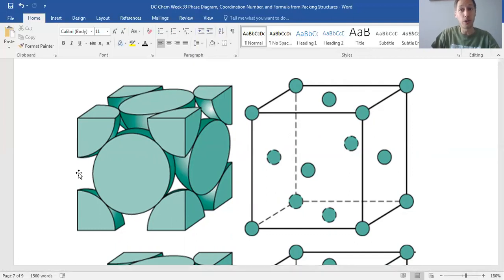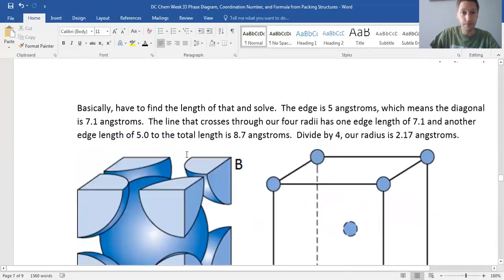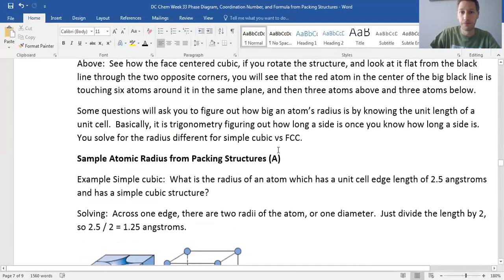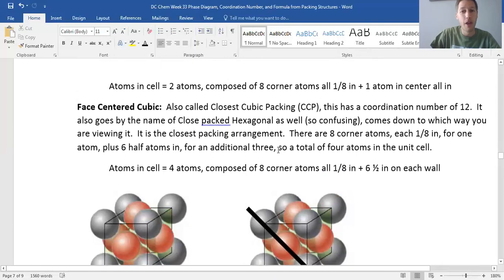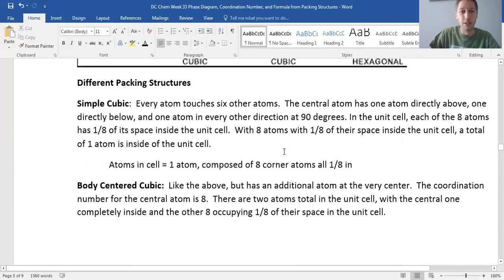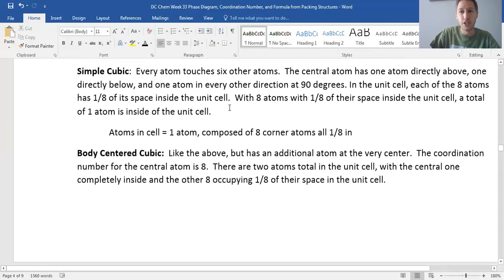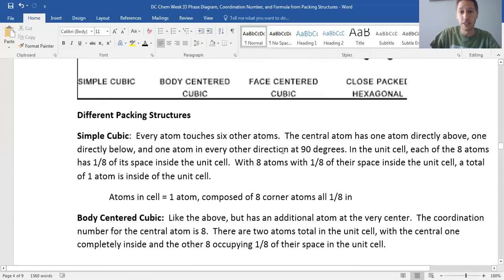But as far as total atoms inside there, we have 1 atom from the corners, and we have 3 atoms from the edges, which are all half in. So, lots to take in right there. So, in review, simple cubic, this is just a box structure, coordination number 6, 1 atom inside, all corners.